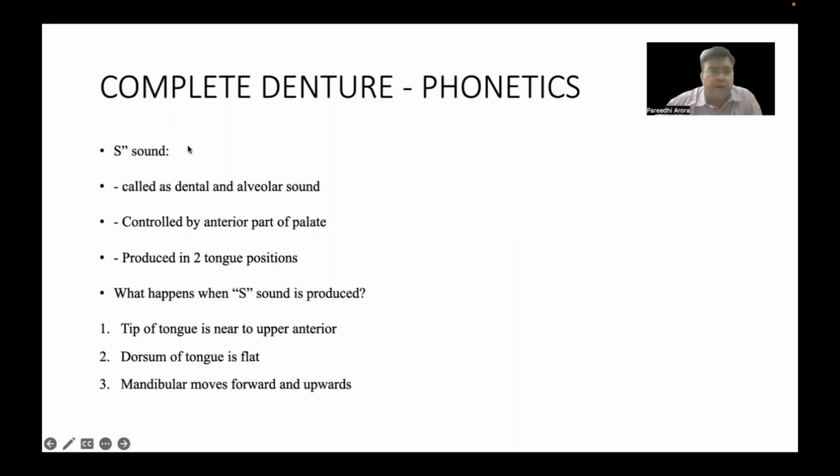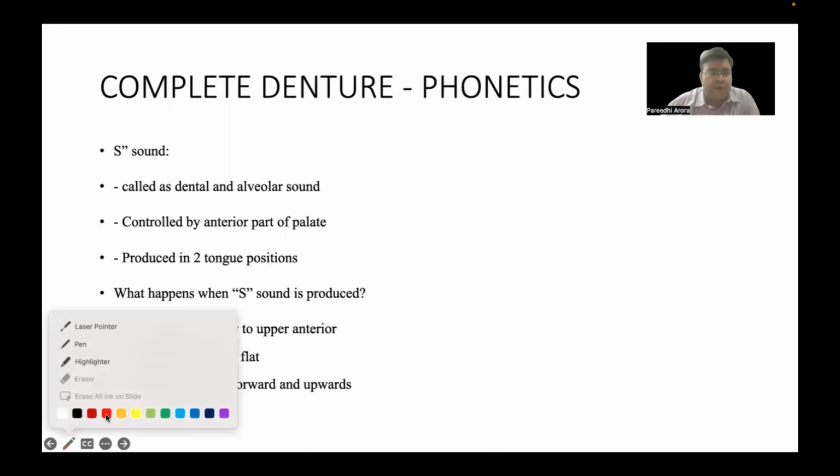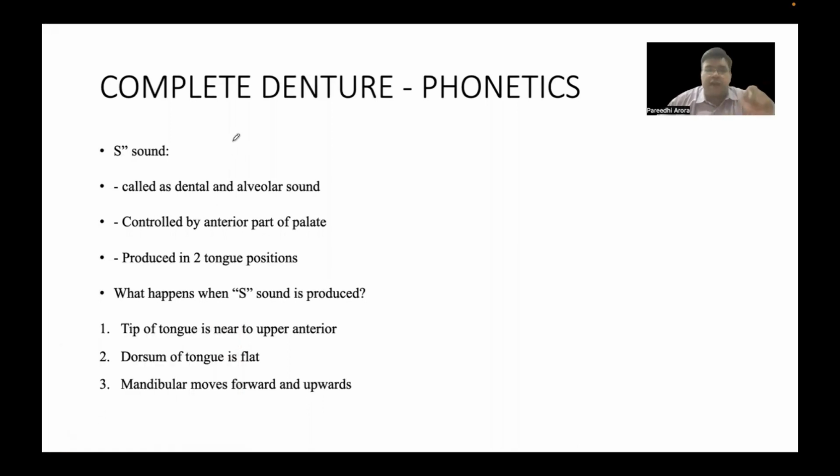So if we are talking about phonetics, what you commonly get in phonetics is something related to the S sound. When you talk about the S sound, what we need to know here is that it is a dento-alveolar sound. That is the first thing. Secondly, it is controlled by the anterior part of palate. And what happens when this S sound is produced?